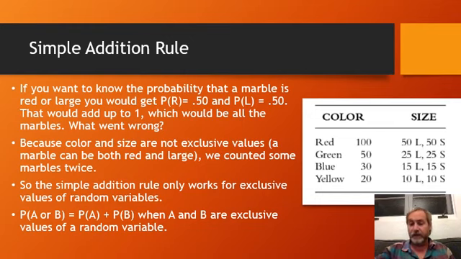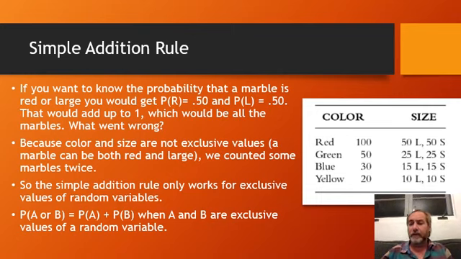If you look on the size column, you have to add up all the large marbles, but it'll add up to 100 marbles. So that means that, again, half of the marbles are large. So that's also 0.5. If we just tried to add up those probabilities, that would add up to 1. It would basically be saying all of the marbles are either red or large. But that's not true because we've got some small green marbles, some small blue marbles, some small yellow marbles. Those marbles are neither red nor large.